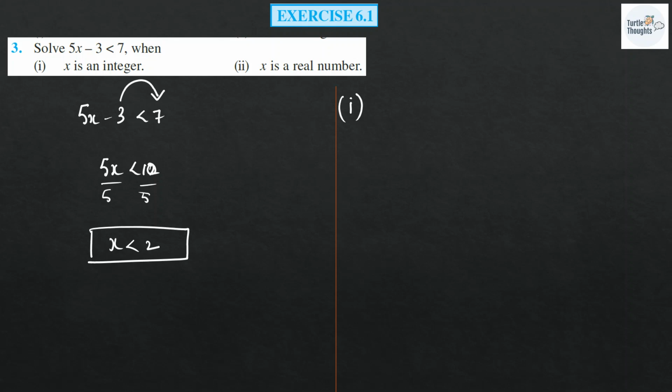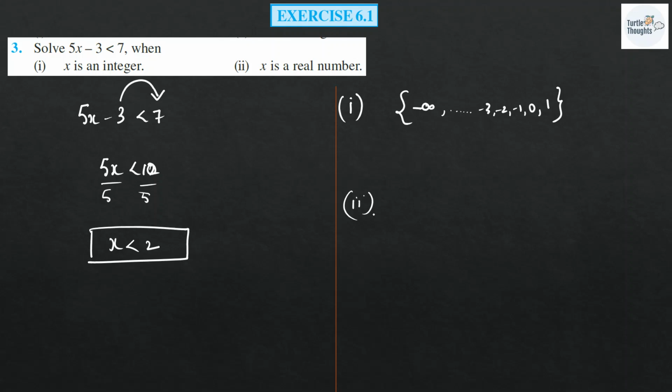Yeah. So what are the values such that the inequality will hold good? I can take up any number starting from infinity, and I can keep on coming negative 3, negative 2, negative 1, 0, and 1. So this is the solution set for the first one.